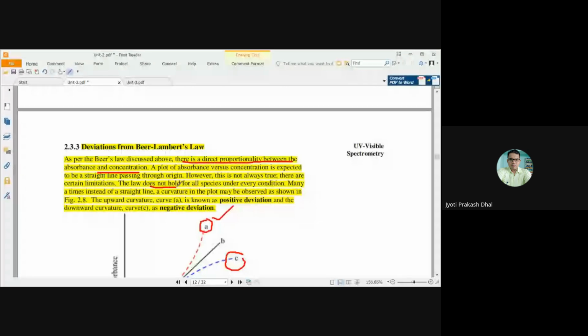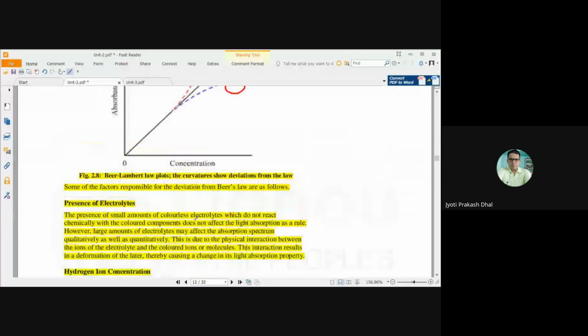The law does not hold good for all species under every condition. Many times, instead of a straight line, a curvature in the plot may be observed as shown in the figure.